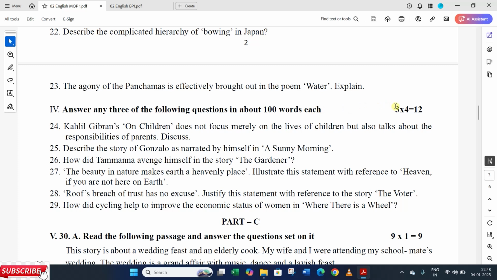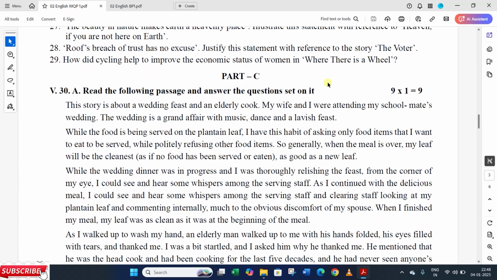I have to write 3 questions of 4 marks and 12 marks in the same way, but now you have to extend the word limit of the answer. You have to write about 100 words each. This is for 4 marks.